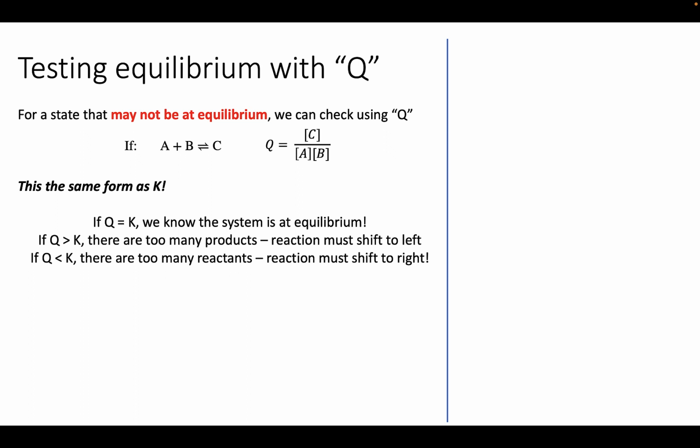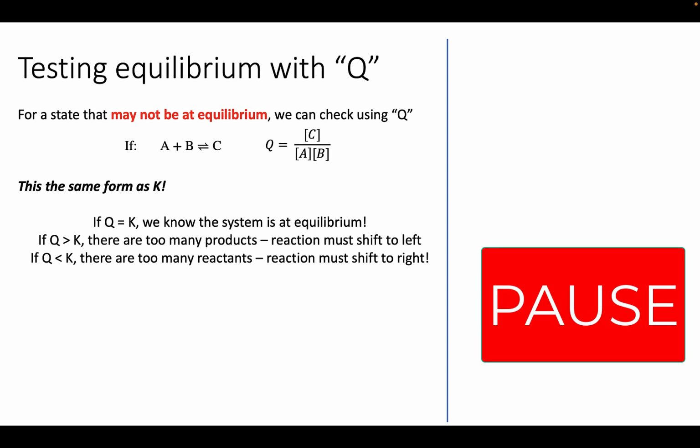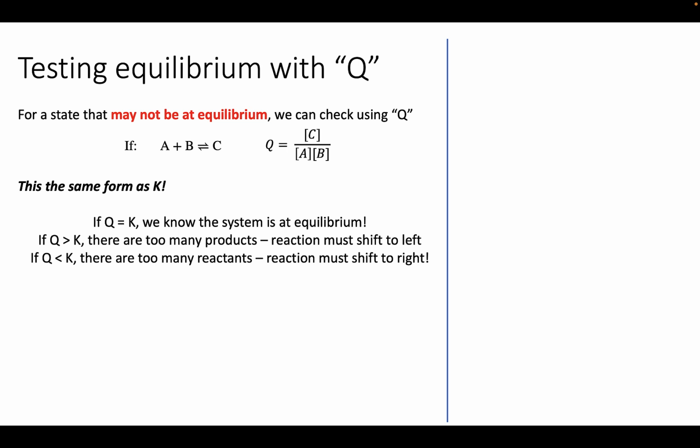If Q is greater than K, this expression is too high, which means there's too many products. And what the reaction can do is it can move to the left, right? It can take some products, create reactants. This is how reactions address not being at equilibrium. They can move in one direction or the other. If Q is less than K, this shows that there's too many reactants. Denominator's too big, and the reactants are too plentiful. And therefore, we're going to shift to the right.